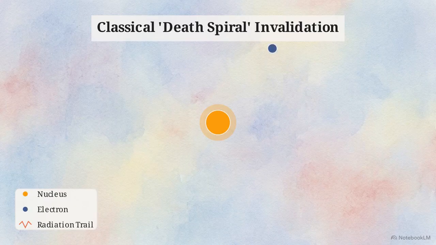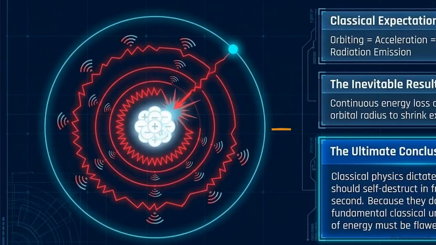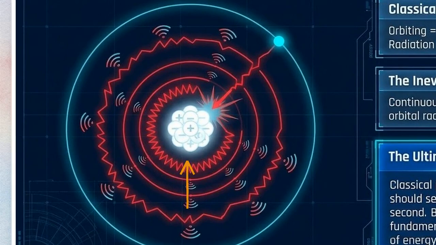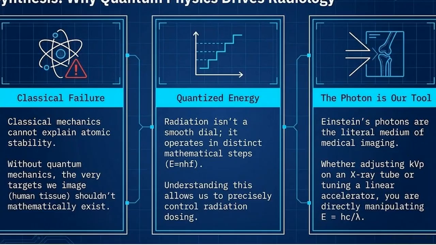Rutherford's model had a flaw. Classical physics dictates that an orbiting electron is accelerating, which means it should emit continuous radiation. This loss of energy would cause the orbital radius to shrink. Under classical rules, atoms would self-destruct in a fraction of a second. The quantum solution is that radiation energy is not a continuous dial. It operates in distinct mathematical steps.